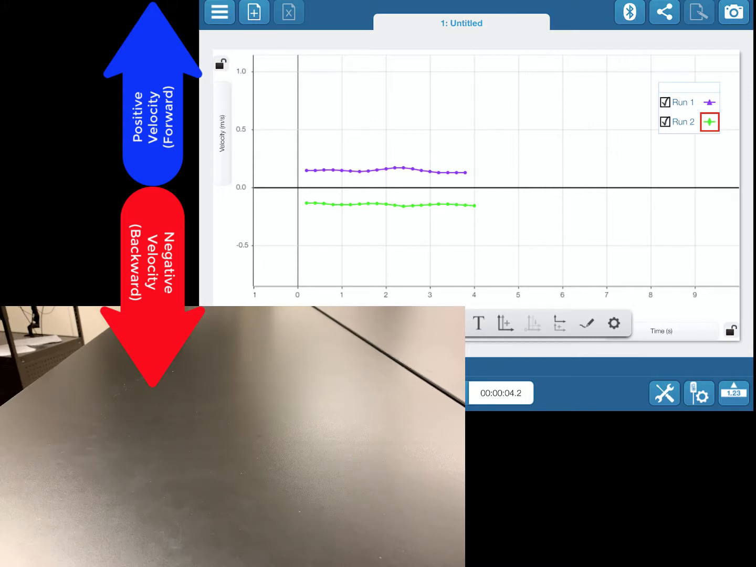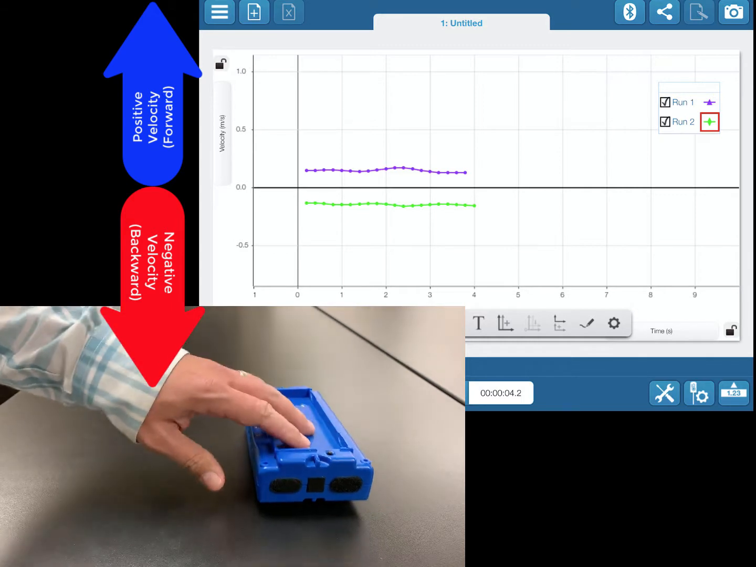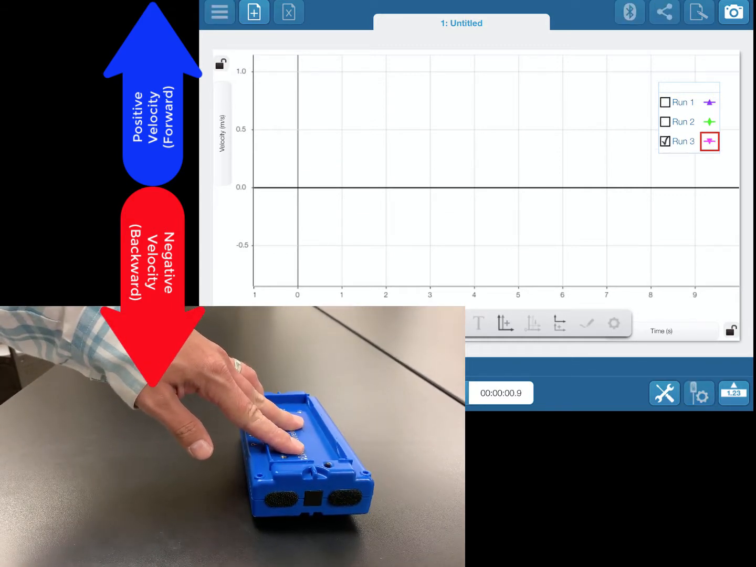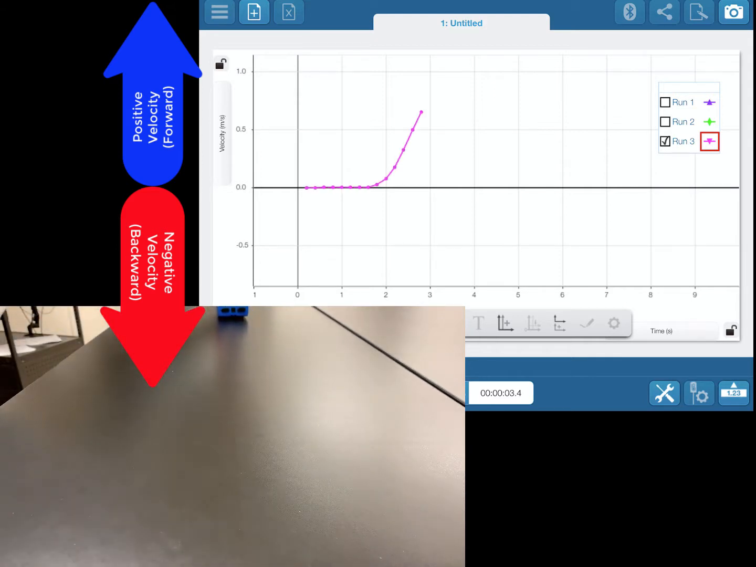A couple other trends I want to talk about. I want to show you what it looks like when it is accelerating in the forward direction. So we're going to do another run. I'm going to start it, just let it sit here. It's at 0 velocity, and now I'm going to accelerate. And you'll notice that it goes up, showing us that our velocity is increasing.